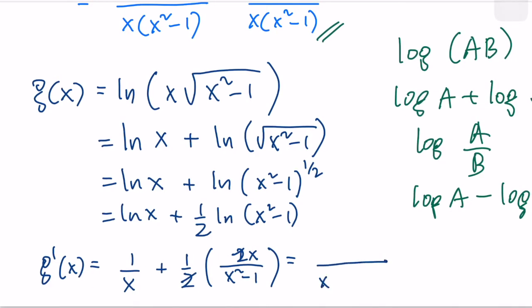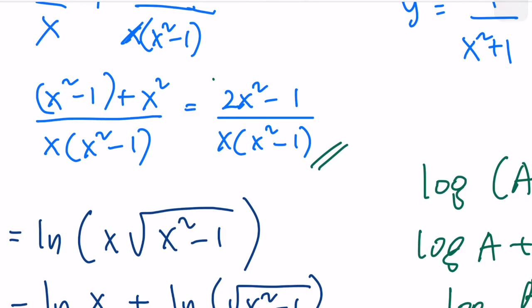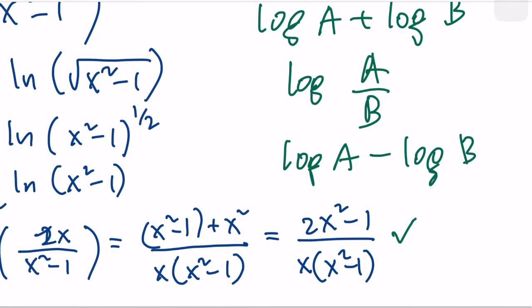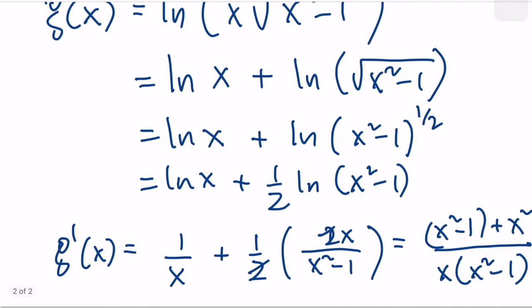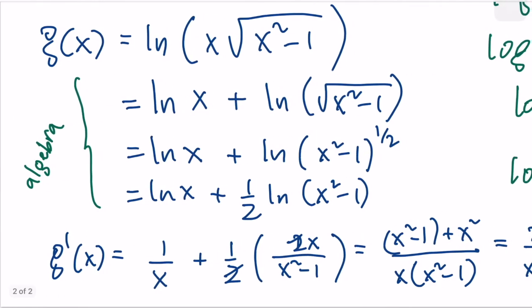So we will have x squared minus 1, x squared minus 1, plus x squared. So this will be 2x squared minus 1, x squared minus 1, which is the same answer as the previous one here. And I prefer this way because it's much easier when you derive. So this part here, we are just simplifying our steps. That's just algebra. The calculus part is starting from here, right?